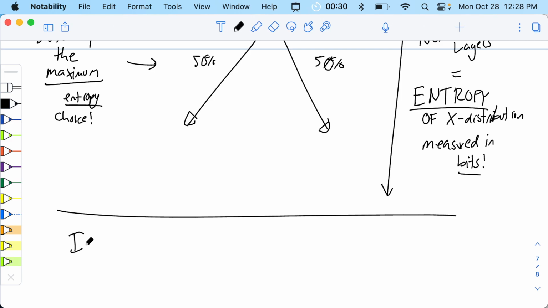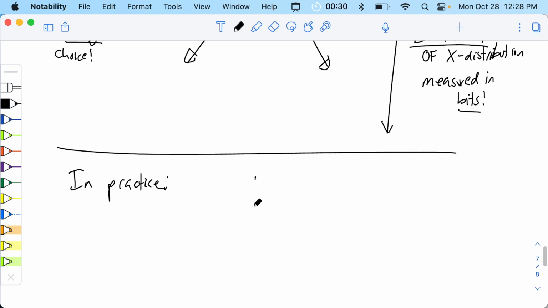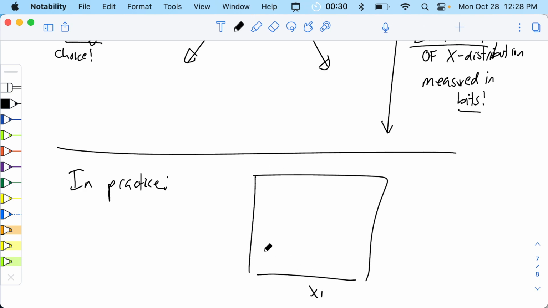So in practice, you have some data set. You have your x1 and x2 values, and maybe you have some data points over here like this. What you try to do is draw a line that maximizes the entropy. You're asking, which x1 value should I ask about? I want to make it split as well as we can, in terms of entropy. In our case, that was 50-50. In other cases, if there are multiple classes, it means something else. But you're always maximizing the entropy.